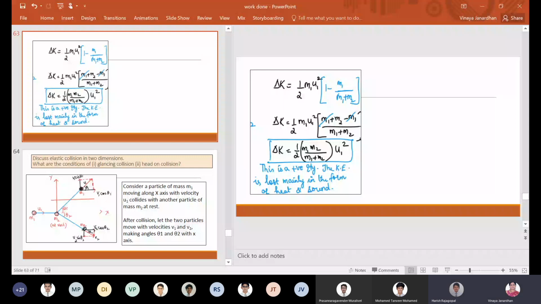Is it fine now? Can you see? The delta K, I've just written, this is a positive quantity. Can you see that? Yes, ma'am.